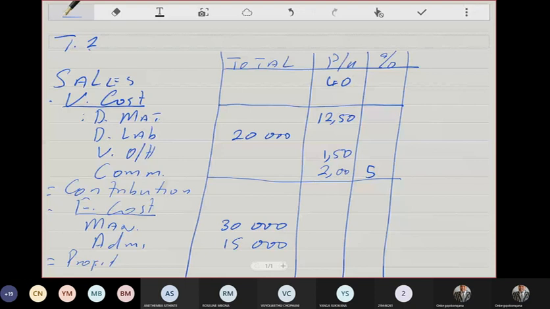We're only left with our direct labor. That's the only figure that we're looking for now, the direct labor per unit. That's what we have to try to find out. Okay, how are we going to get to it?